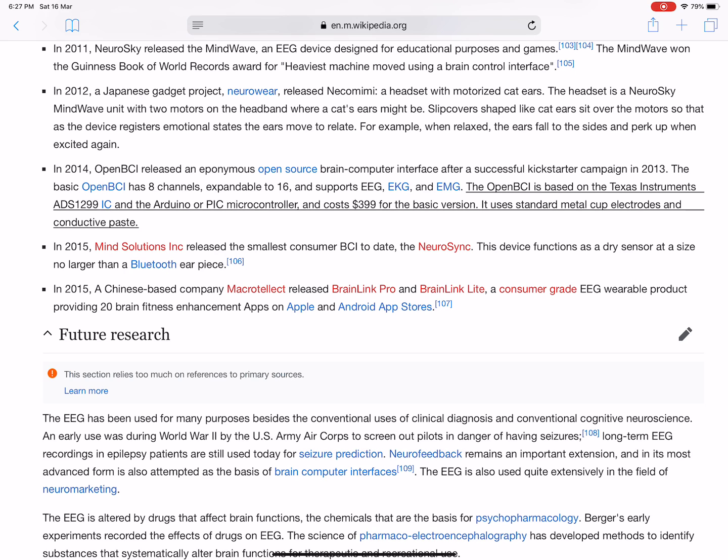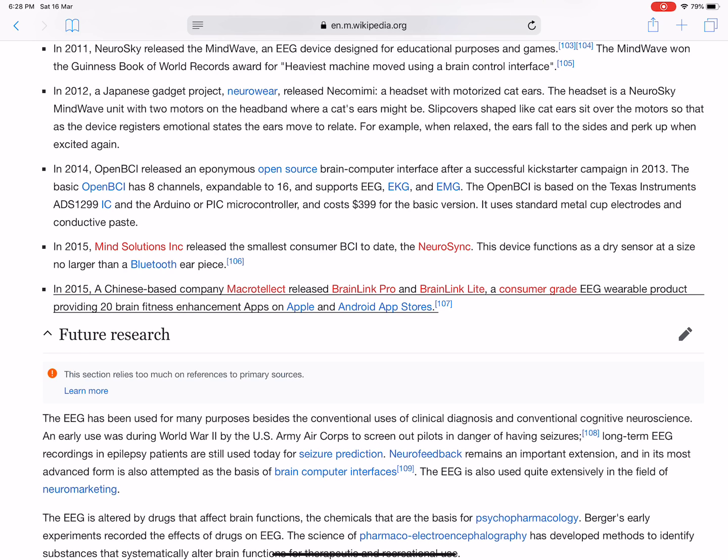In 2015, Mind Solutions Inc. released the smallest consumer BCI to date, the NeuroSync. This device functions as a dry sensor at a size no larger than a Bluetooth earpiece. In 2015, a Chinese-based company, Macrotellect, released BrainLink Pro and BrainLink Lite, a consumer-grade EEG wearable product providing brain fitness and enhancement apps on Apple and Android app stores.